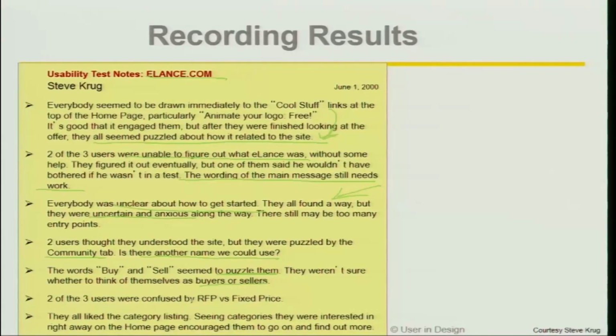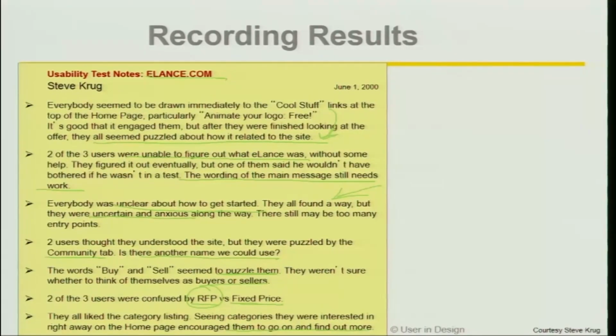2 of the 3 users were confused by RFP versus fixed price. The minute you have abbreviations, they can be very dangerous, right? They all liked category listing. Seeing categories they were interested in right away on the home page encouraged them to go on and find out more.